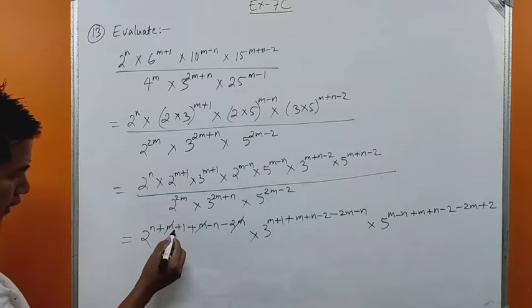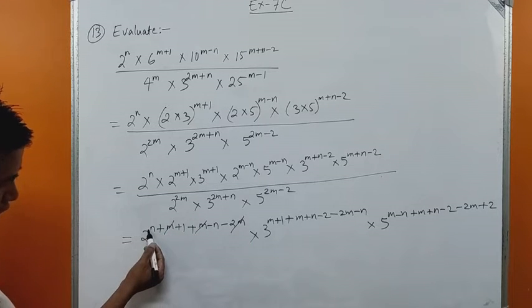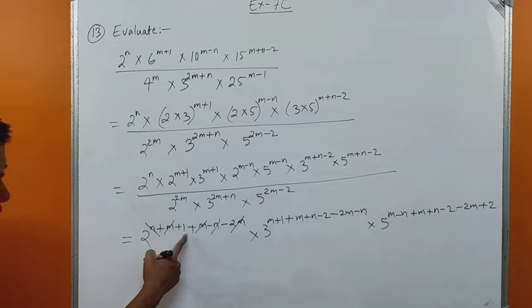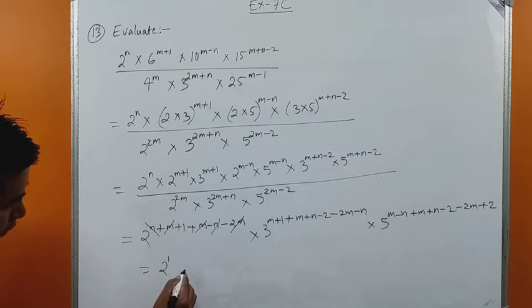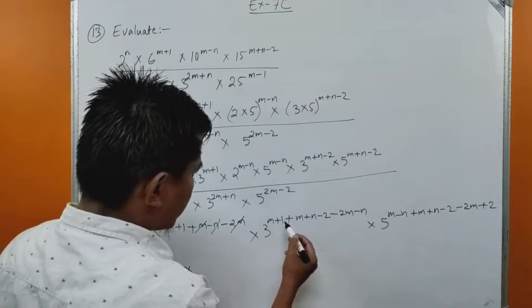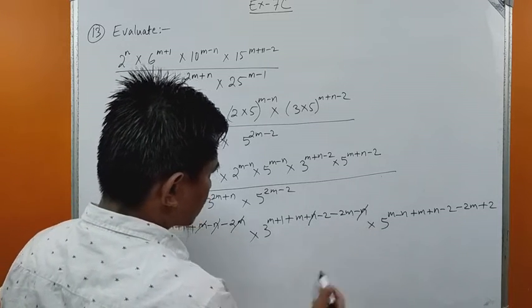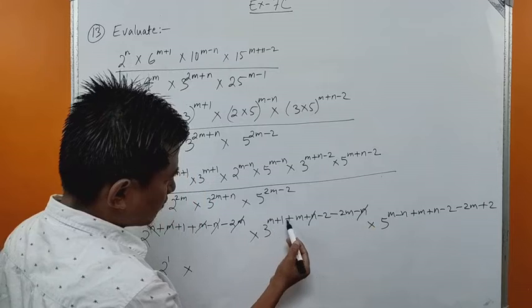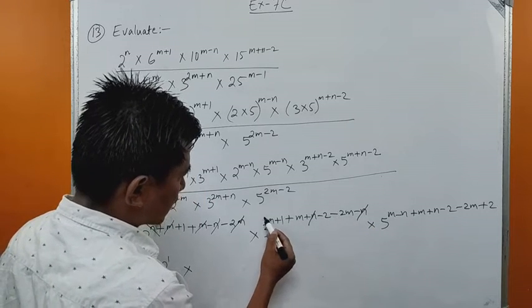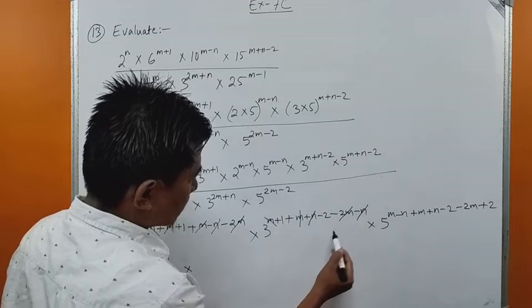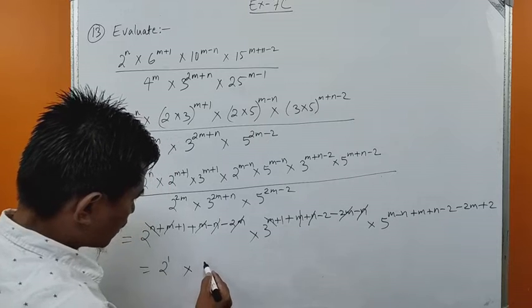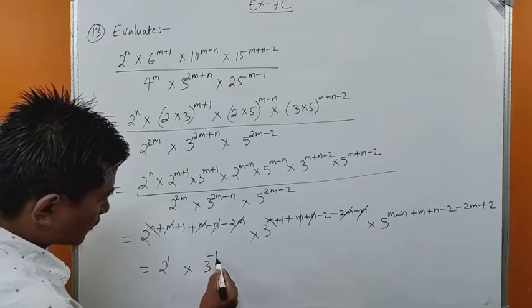So minus n and plus n, you can see plus n here, no sign in front of n means plus n, so this plus n and minus n can be cancelled. So we have 1 remaining, isn't it? So 2 to the power 1 into, here plus 2m and minus 2m cancels out. So here we have minus 2 and plus 1, that means 3 to the power minus 1, isn't it?